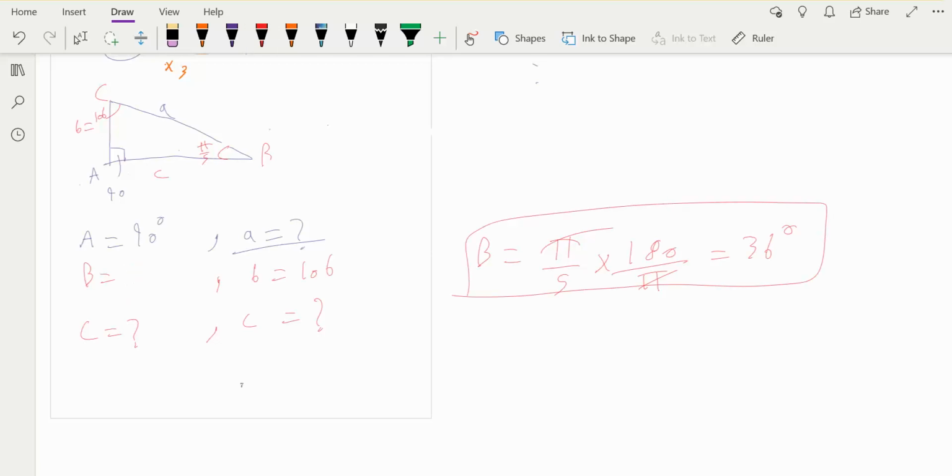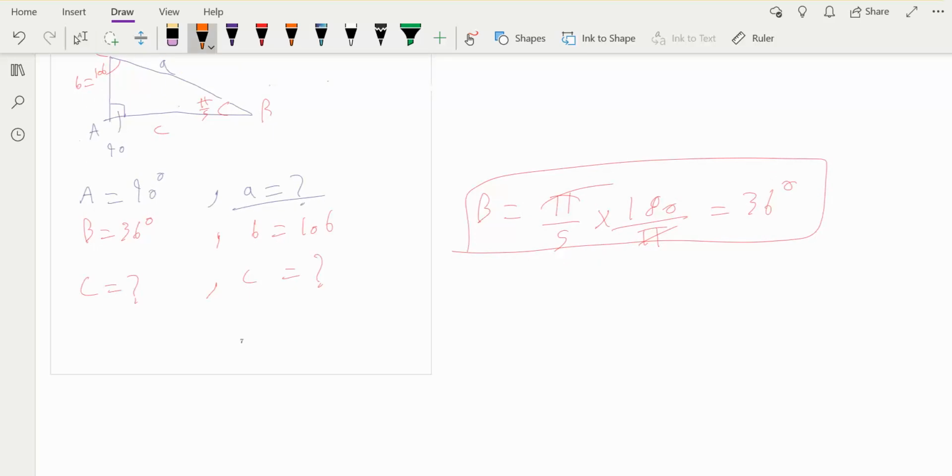Now, let's find angle C. It's pretty easy because we know that the total degrees in the triangle is 180. So to find C, we can just do 180 minus A minus B, which equals 180 minus 90 minus 36. And this would equal 54 degrees. So now we know that angle C is 54 degrees. Now we have two things that we want to find: side A and side C.